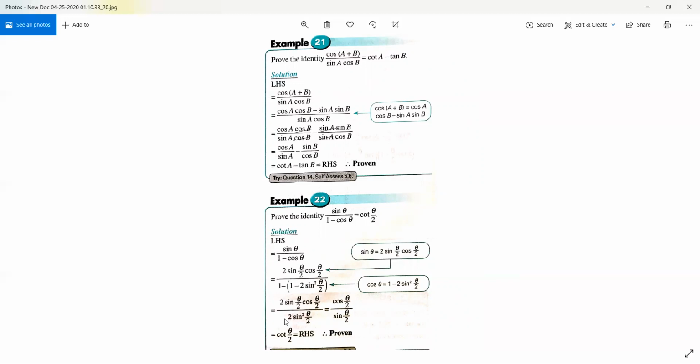Okay, then how about example 22? Sine theta over 1 minus cosine theta. Okay, cosine theta is actually 1 minus 2 sine square theta over 2. And sine theta is actually 2 sine theta over 2 cosine theta over 2. Okay, then you bring it out, 1 minus 1, 0. You're left with this one. So the 2 and 2 cancel. Okay, and then you have 1 sine over here, you have 2 sine over here. So I'm left with 1 cos and 1 sine at the bottom. So cos over sine is actually cotangent, so the right hand side is proven.